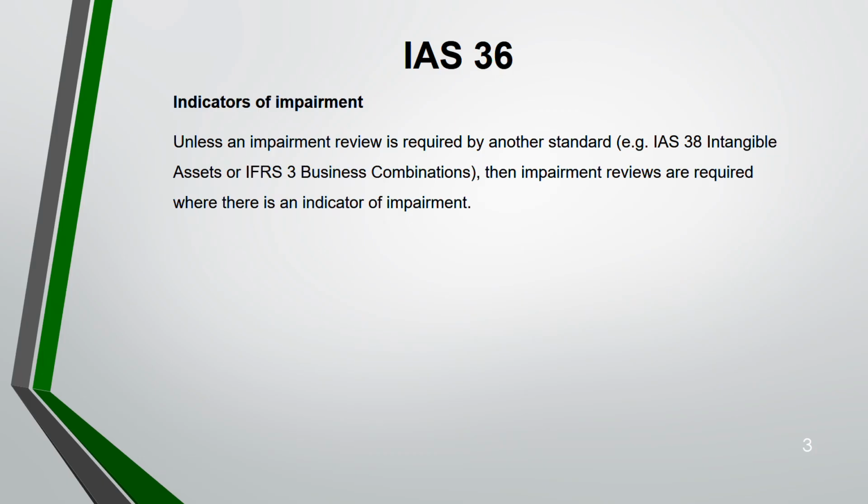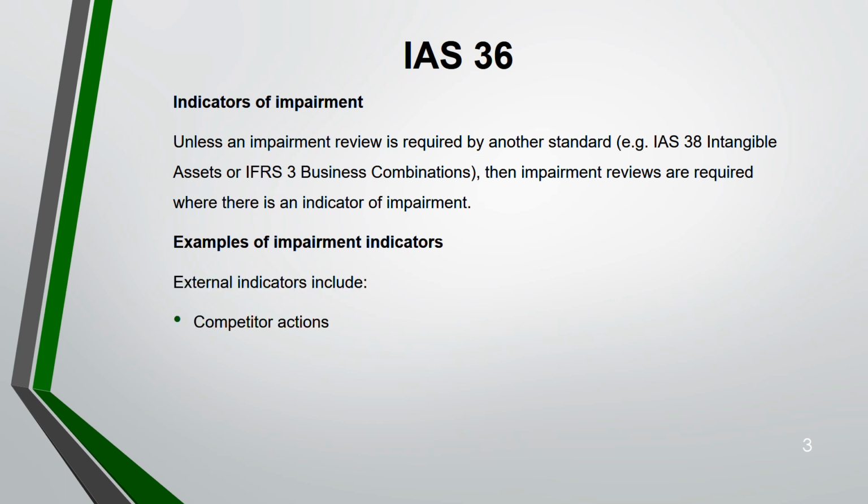But for intangible assets and business combinations, you always have to review for impairment, whether there are indicators of impairment or not. Other than these two standards, all the other standards require you to do the impairment review annually when there is an indicator of impairment. So now let us go through the impairment indicators.